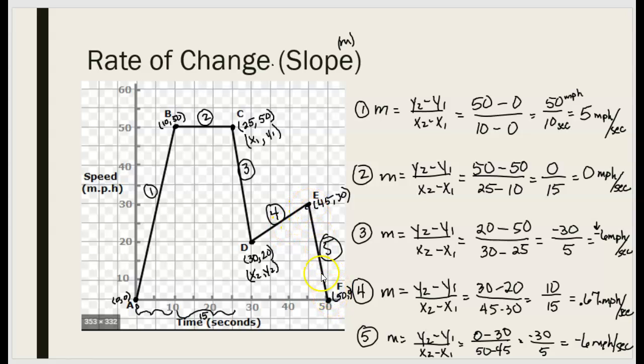And then from E to F, you can see the car comes all the way to a stop. That's going to be negative 6 miles per hour per second. Again, you can see because the graph is dropping as it goes to the right. That happened from C to D as well. That is going to be a negative rate of change, or a decrease. All right. So again, the other thing I want to point out, in section 5, I got negative 6 miles per hour per second. And in section 3, we also got negative 6 miles per hour per second. So the rate of decrease is the same there.